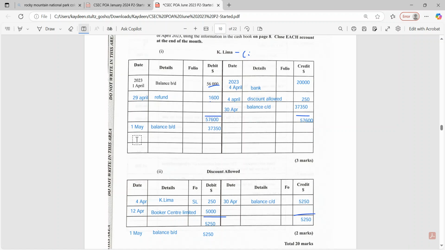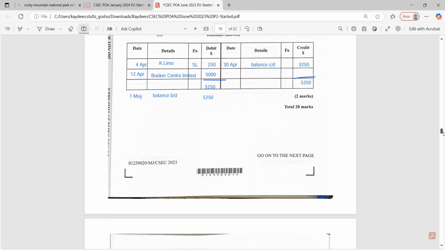On the 1st of May, balance BD would also be 37,350 because balance CD becomes balance BD on the first of the following month, right? And it should always be the same figure.